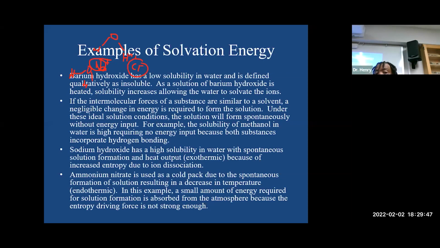Ammonium nitrate is used for cold packs. So due to its spontaneous formation, it'll actually decrease the temperature, right? So if we put ammonium nitrate in water, what happens? It will get colder. Okay, so this is an example that small amounts of energy are going to be required for solutions to form. So in this case, it's taking energy from the system to allow for this reaction to happen.